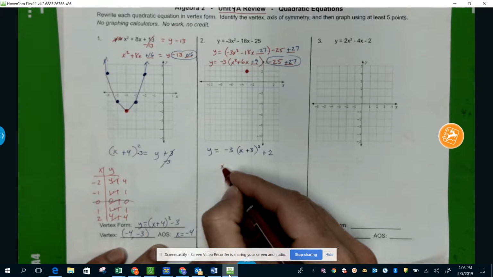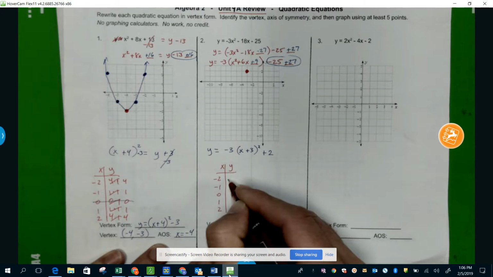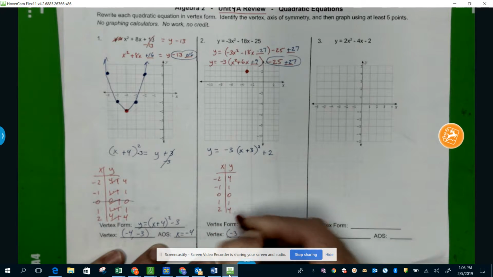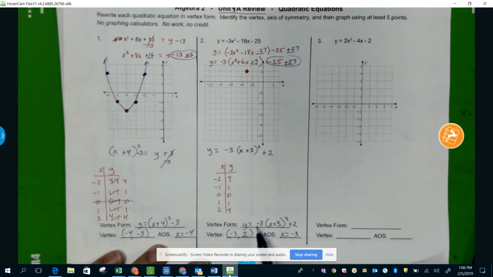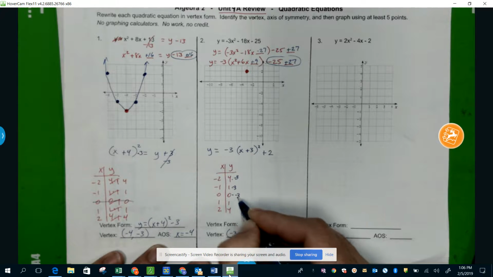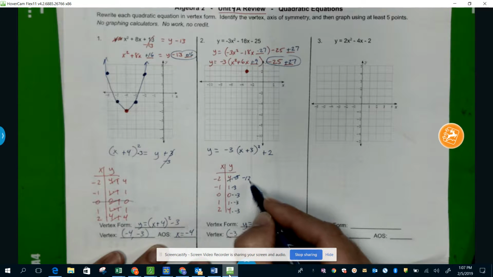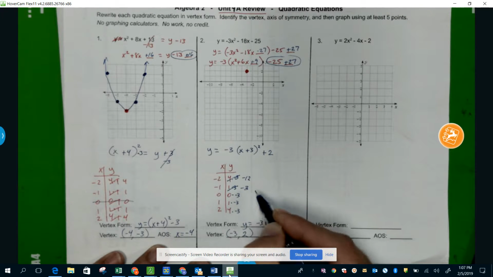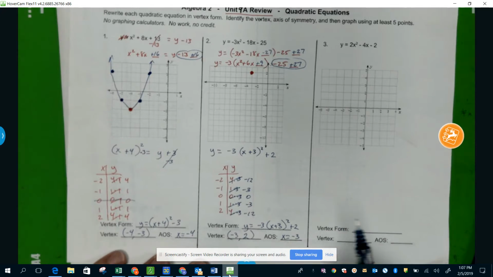Again, my original parent function table: negative 2, negative 1, 0, 1, 2, with y values 4, 1, 0, 1, 4. We are multiplying these original y values by my a value. Here my a value is negative 3, so we're multiplying all of these by negative 3 and I'm going to get new y values. 4 times negative 3, negative 12. 1 times negative 3, negative 3. 0 times negative 3 is still 0. 1 times negative 3, negative 3. 4 times negative 3, negative 12.